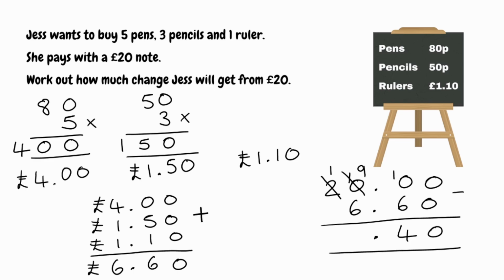We've then got 9 take away 6, which is 3. And then 1 take away nothing. Well, that's going to give us 1. So once Jess has bought all her items and paid with a £20 note, she's going to receive £13.40 change.